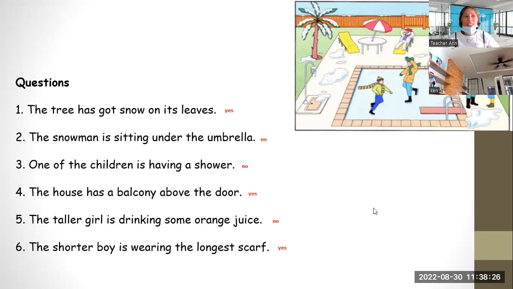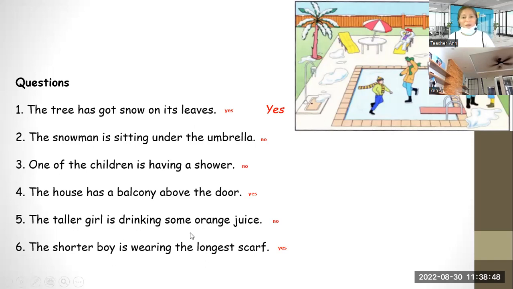Okay, please. Okay, the tree has got snow on its leaves. Let me see. Very good. The snowman is sitting under the umbrella.